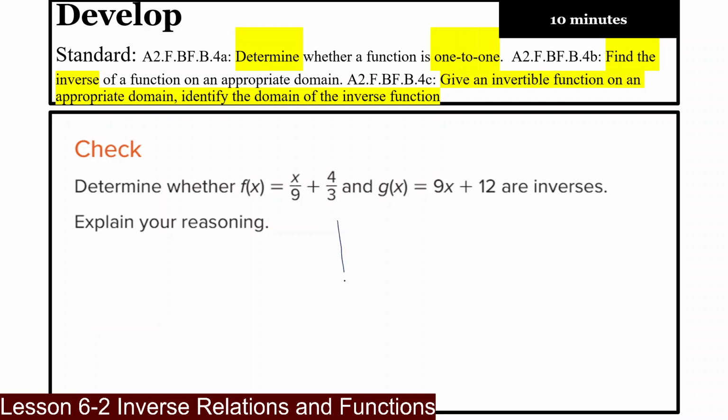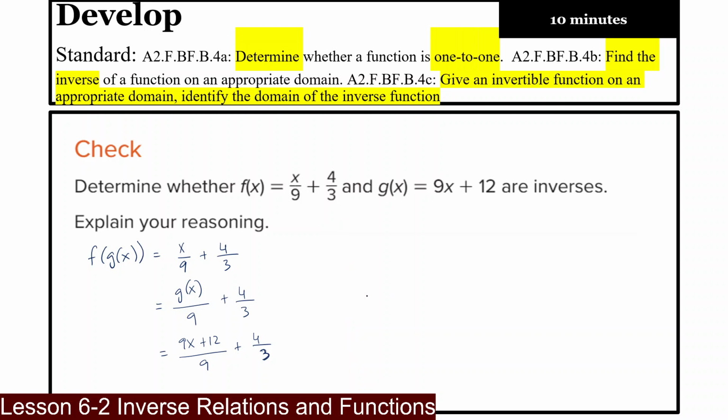So I'm going to divide my page in two. You don't have to do that. You can do it one after another, but I just have space, so I'm going to divide it in two. The first, I'm going to find f of g of x. x over 9 plus 4 over 3. I need to replace the x with g of x. g of x over 9 plus 4 over 3. g of x is 9x plus 12, so 9x plus 12 over 9 plus 4 over 3.